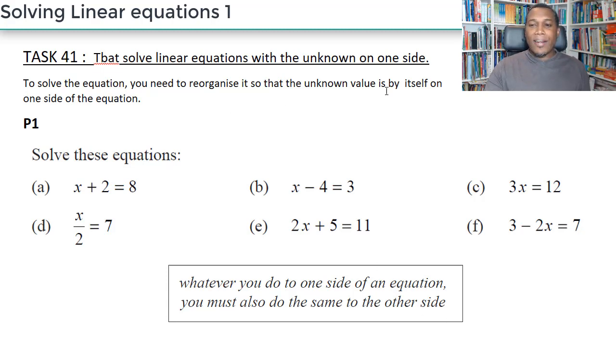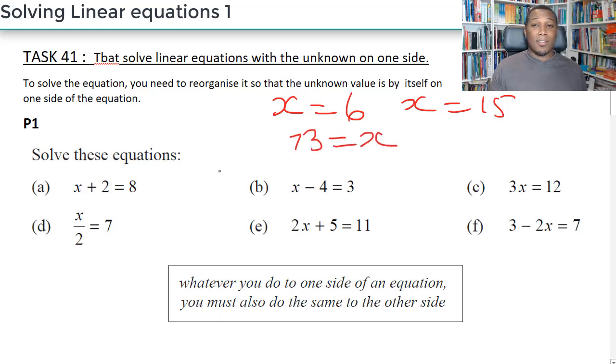And the whole idea, as indicated here, when you're solving an equation, is to work out the value of the unknown. So what should happen is the unknown, in this case x, is on one side all by itself, and the value of x will be on the other side. So for example, you should end up with something like x equals 6, or x equals 15, or 13 equals x. I'm not saying that's the answer to any of these questions, but that's what your final result should be.